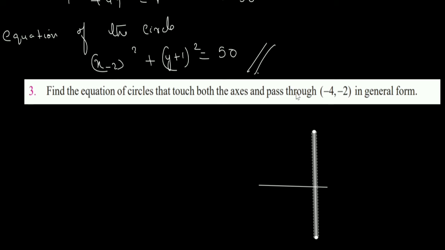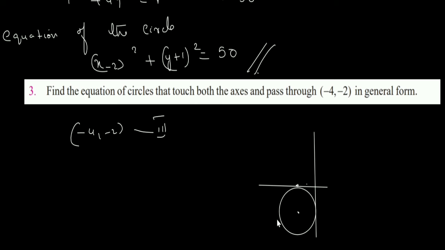Now where is this point? The circle is passing through minus 4, minus 2. Which quadrant is minus 4, minus 2? Is it in the third quadrant? So the circle will be like this. Somewhere here you have the point minus 4, minus 2. The circle is passing through. So we don't know this point.